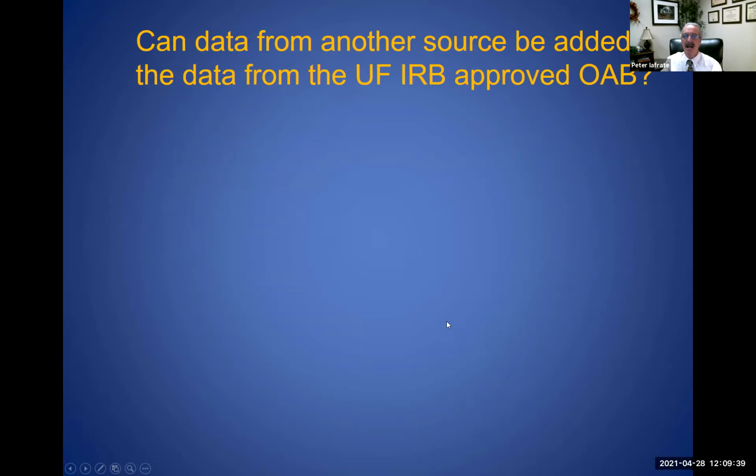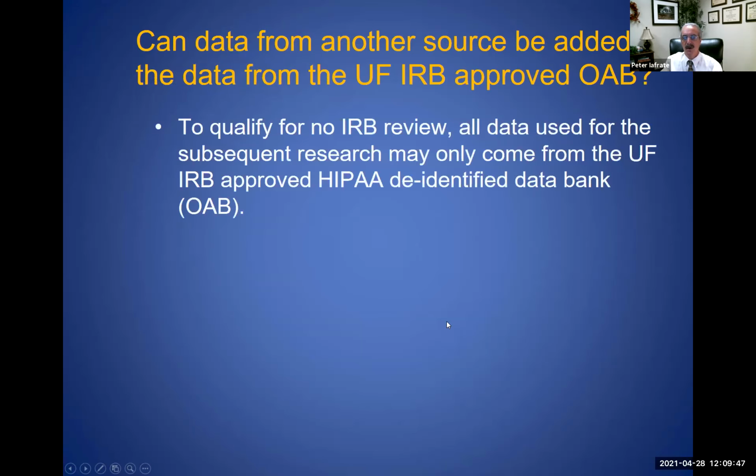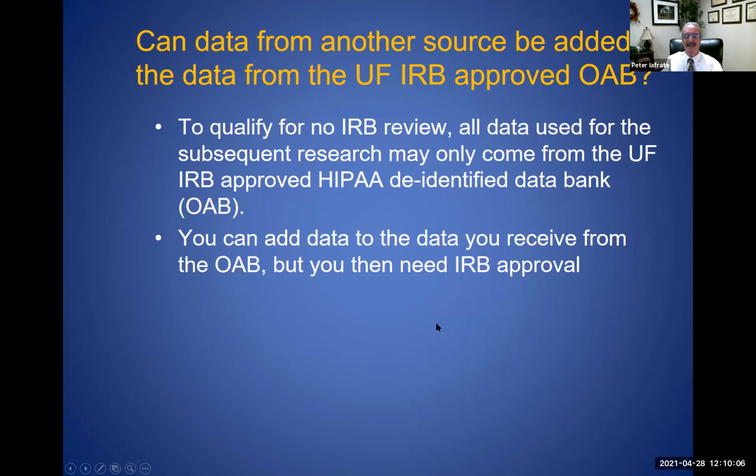Can data from another source be added to the data that you get from one of these open access databases? Well, to qualify for no IRB review, all the data you use for the new study has to come from one of those two open access databases. So if you want to add data from some other source to the data you get from this open access database, that's fine. You would just need IRB approval.